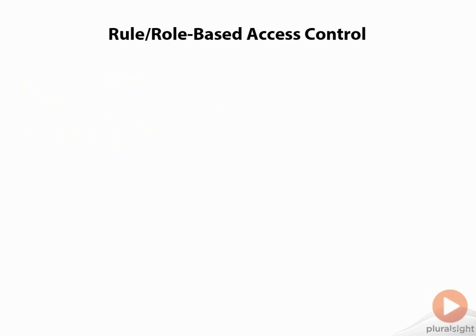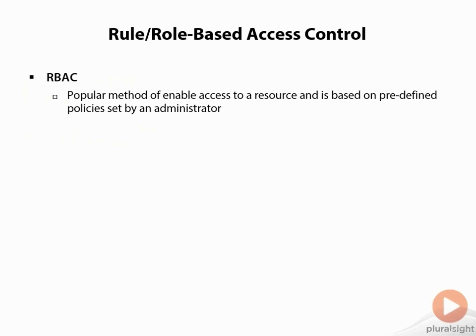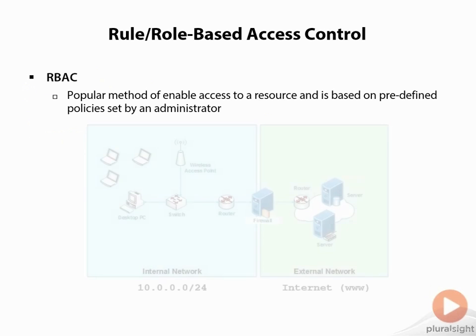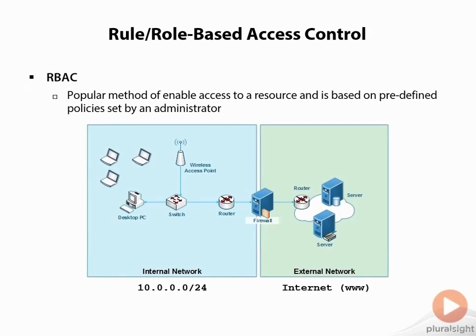So one way we're going to do that is by role-based access control, RBAC. RBAC is a popular method that enables access to a resource, and it's based on a predefined policy set by an administrator. So what does that exactly mean? Well, in our network example, we can set up some policies and say, whoever is the user at the desktop PC, let's call that user CJ. CJ wants to go to the outside world. He wants to visit a website.